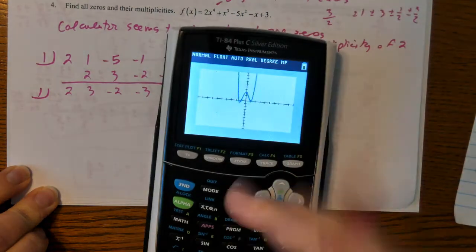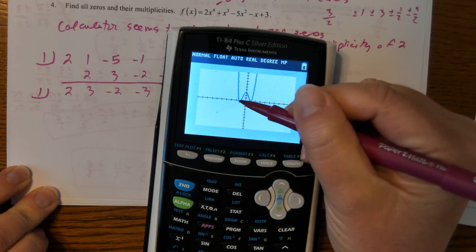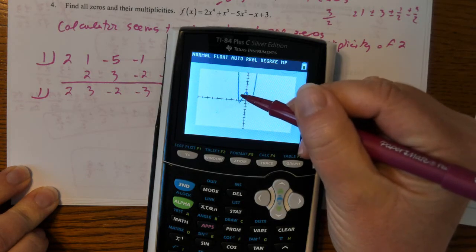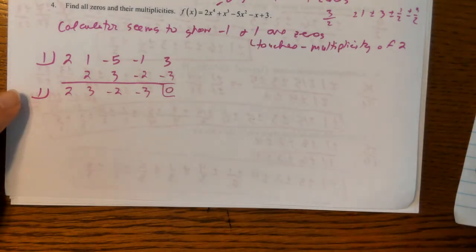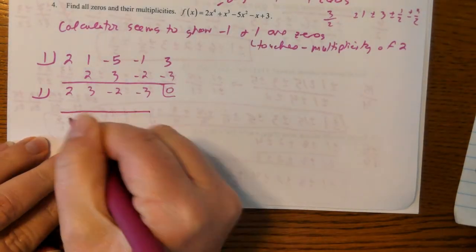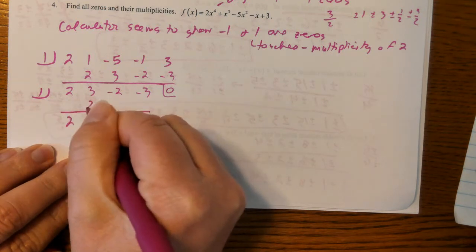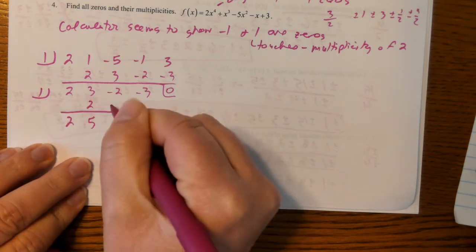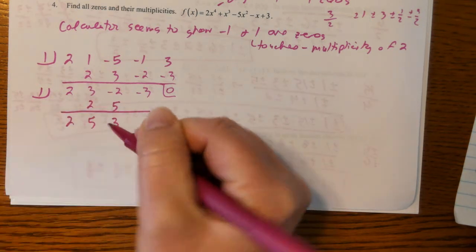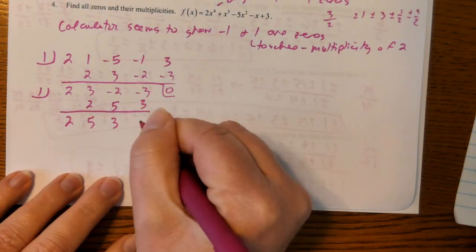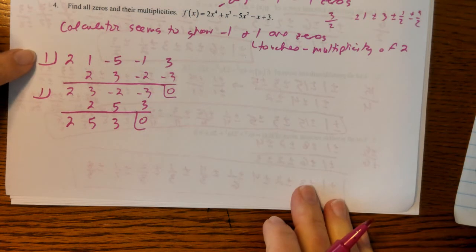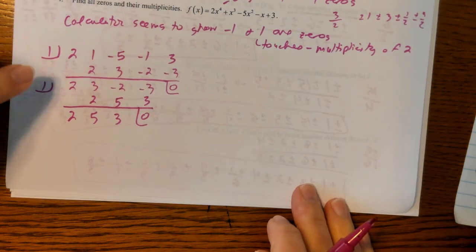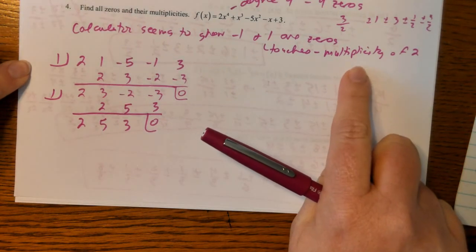Now, if it was crossing, like over here at negative 1, it's just crossing. It's not touching and going back the way it came. It actually crossed all the way through. I would not try negative 1 again. Okay, but I'm going to see if this works. 1 times 2 is 2. Combine. 1 times 5 is 5. Combine. 1 times 3 is 3. Sure enough, when I combine them, I get 0. That means 1 was not only a 0 once, but it was twice. It had a multiplicity of 2, which I suspected.